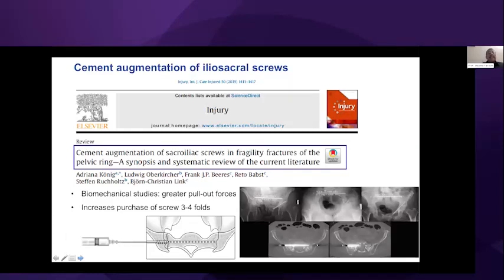Again, cement augmentation of iliosacral screws may be a solution. It increases the purchase of the iliosacral screw 3 to 4 folds. In biomechanical studies, this technique has greater pull-out forces. So we inject bone cement inside the channel around the iliosacral screw.